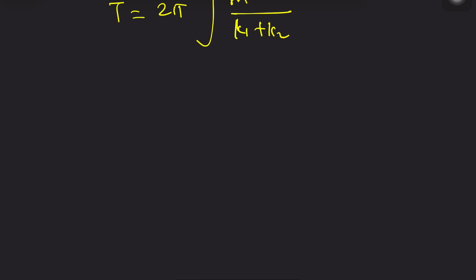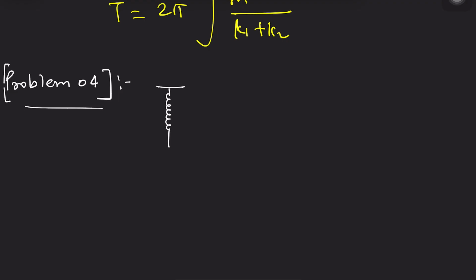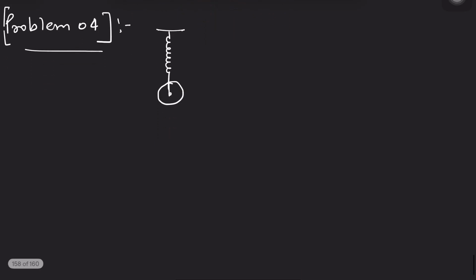So problem number 4. Guys, I'm having this kind of a setup: there is a spring like this and it is connected to a pulley axle. And there is a block, the string is going over the pulley, like this is the setup. And the spring constant is given as k.